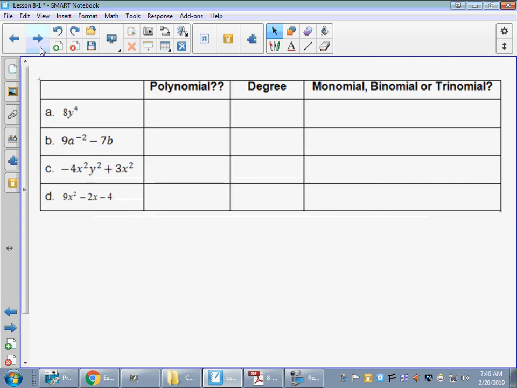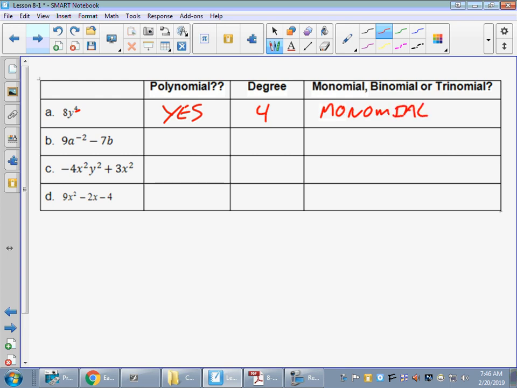All right, next up. This little chart might help us a little bit. So is it a polynomial? What's the degree? And then is it a monomial, binomial, or trinomial? So let's fire through this one. This is yes. We know it's a polynomial. It has a degree of 4 because you only have one exponent here, and that's 4. And that's just simply a monomial because there's no addition or subtraction in there. It's just one term, just one monomial.